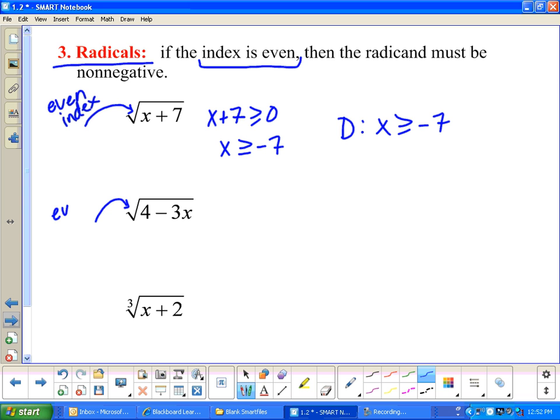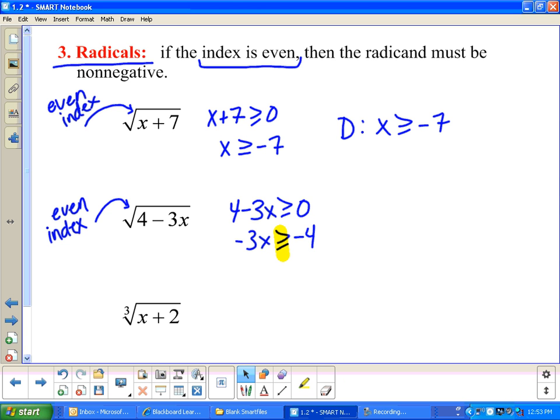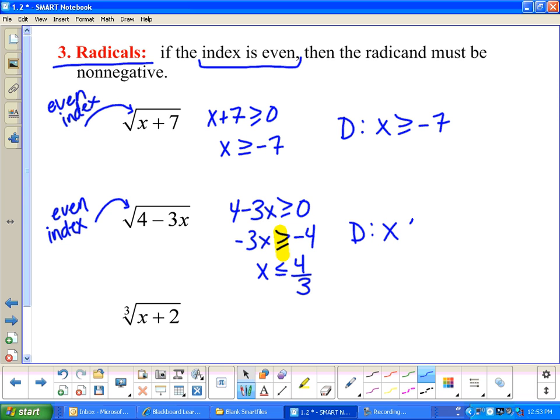Again, I have an even index. So now I have to say that my radicand, the number or the expression under the radical, has to be greater than or equal to 0. When I divide by a negative, remember what you do with the sign. When we divide an inequality by a negative, the sign flips. Negative divided by a negative is a positive. So my domain has to be x is less than or equal to 4/3.